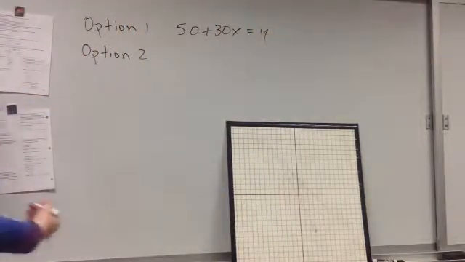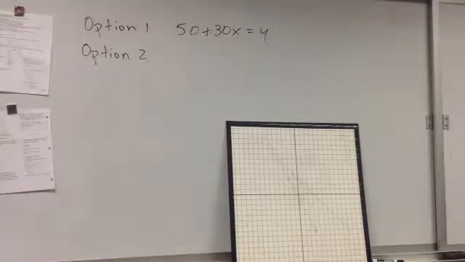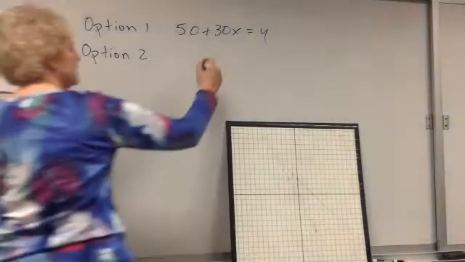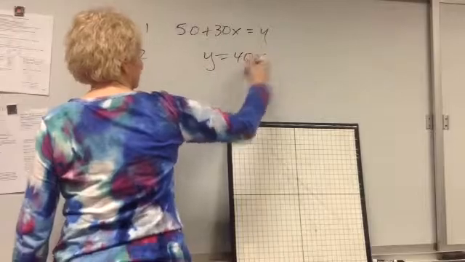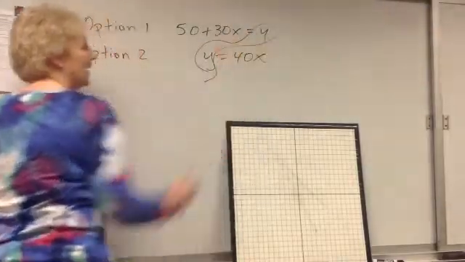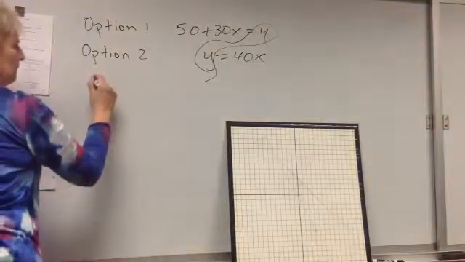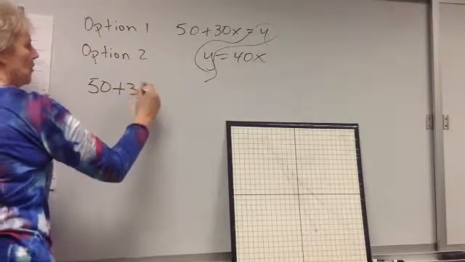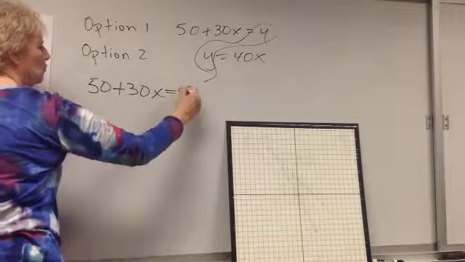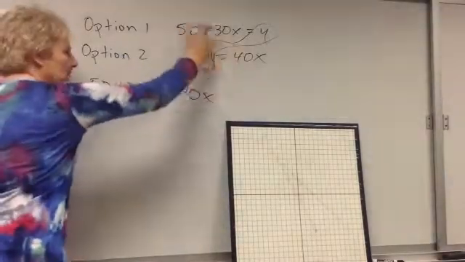All right. Option 2, 40 a month, flat rate. Y equals 40x. Or x equals 40y, 40x equals y, doesn't make any difference. They're both equal to y, so we're just going to sub one in for the other. 50 plus 30x equals 40x. They're both y, so they're both equal to each other.